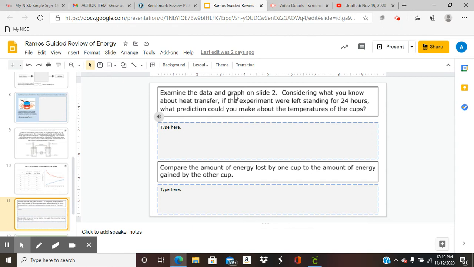So examine the data and graph on slide 2. Consider what you know about heat transfer. If the experiment were left standing for 24 hours, what prediction could you make about the temperature of the cups? And you would jot your answer down. Compare the amount of energy lost by one cup to the amount of energy gained by the other cup, and you will write your answer down here.